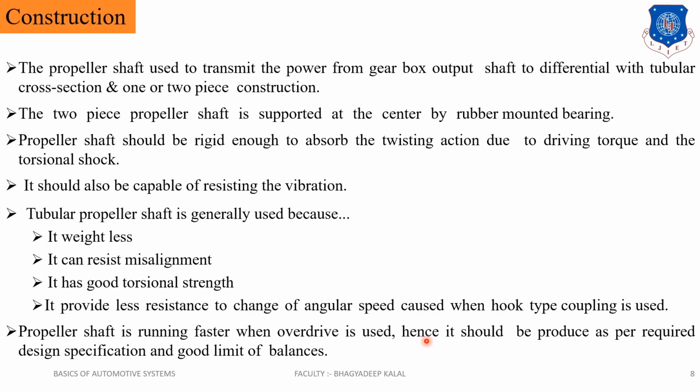The propeller shaft is used to transmit the power from the gearbox output shaft to the differential, with tubular cross sections and one or two piece construction. Let me understand the construction of the propeller shaft. The two-piece propeller shaft is supported at the center by a rubber mounted bearing. The rubber is mounted over the shaft on that bearing.